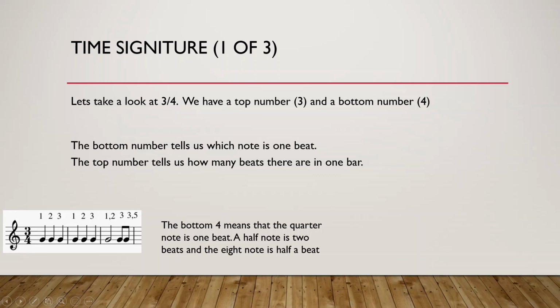So since the 4 is on the bottom, this means that a quarter note is 1 beat. And there are 3 beats in 1 bar. So if the 4 is on the bottom, a quarter note is 1 beat, right? So a half note, which is twice as long as a quarter note, would be 2 beats, right? And an eighth note is then half a beat. Why? Because a quarter note is 1 beat, because 4 is on the bottom in the time signature, and an eighth note is twice as small as a quarter note, meaning it's half a beat.